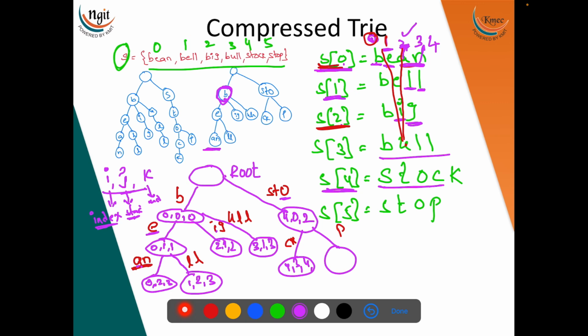The stock word belongs to the 4th index, and C started in the 3rd position and K ended in the 4th position. And P is 5, 3, 3. 5 is the index of the word. P belongs to the stop word, available in the 5th index, and P started in the 3rd place and ends in the 3rd place. So this is the memory organization of the compressed trie. Thank you all.